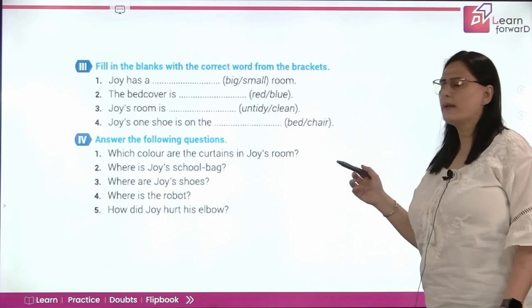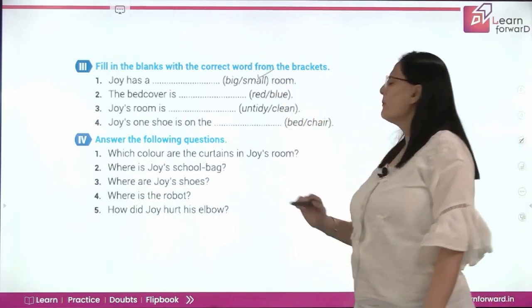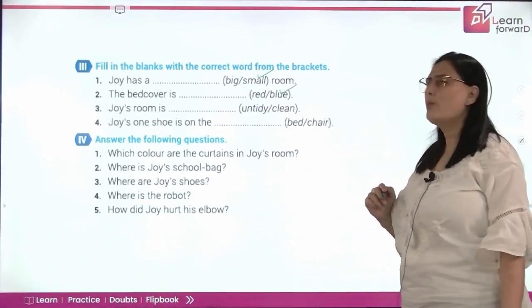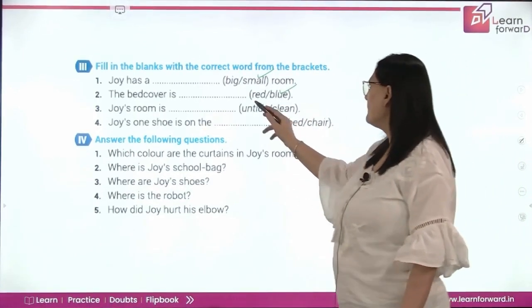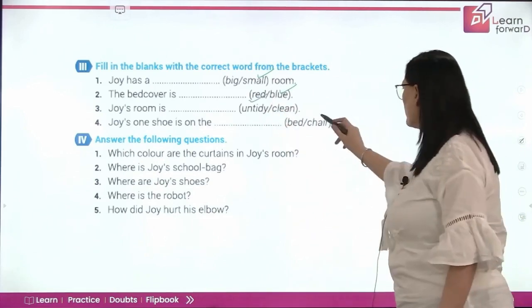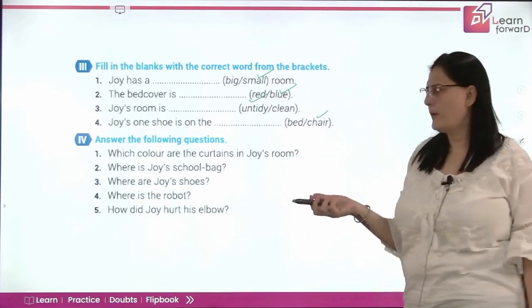Next, we have the fill in the blanks. Joy has a small room. The bed cover is blue in color. Joy's room is untidy and messy. Joy's one shoe is on the chair. And we need to answer the following questions now.